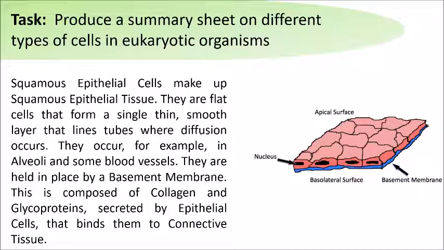Squamous epithelial cells make up squamous epithelial tissue. They are flat cells and form a single thin smooth layer that lines tubes where diffusion occurs. They occur, for example, in the alveoli and in some blood vessels. They are held in place by a basement membrane. This is composed of collagen and glycoproteins secreted by the epithelial cells themselves.